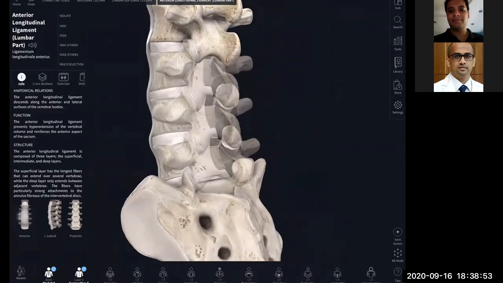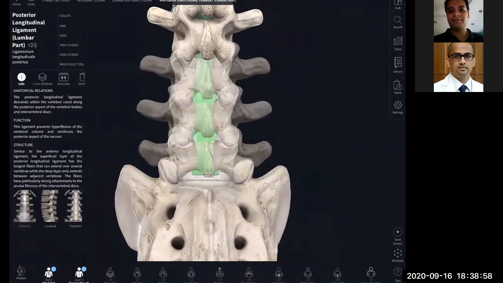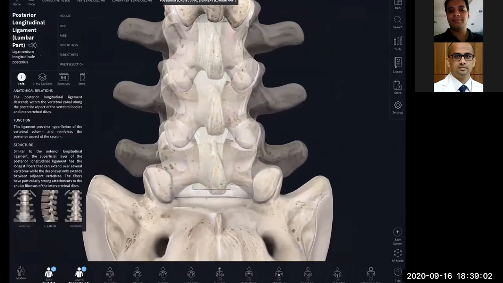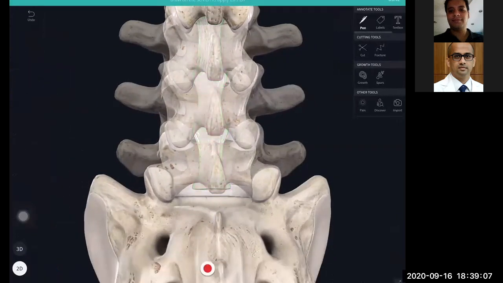And on the back of the vertebral body, there is a narrower sheet of ligament that's called the posterior longitudinal ligament. And that's how it looks. And you can see the posterior longitudinal ligament here. It covers the middle part of the disc, and that's how it reinforces the annulus of the disc here. And that's the reason why disc herniations are more common in the posterolateral area.